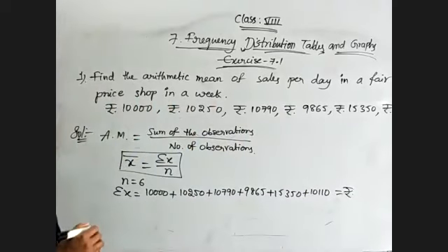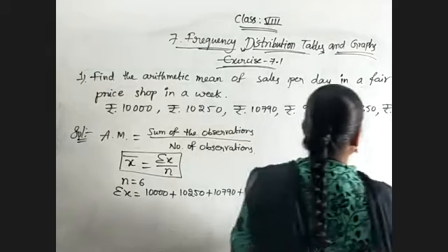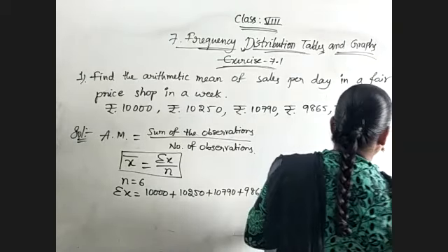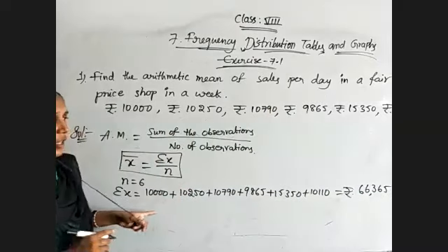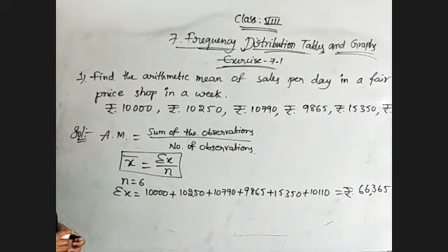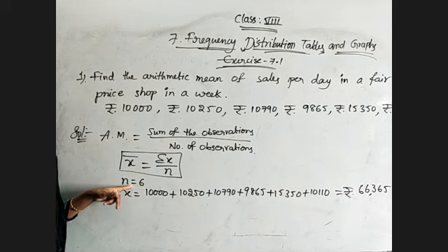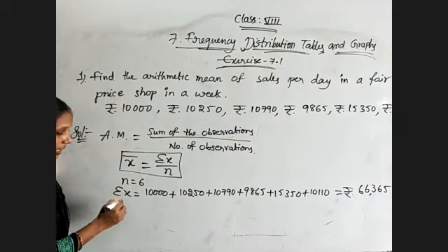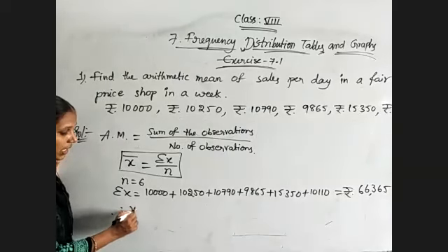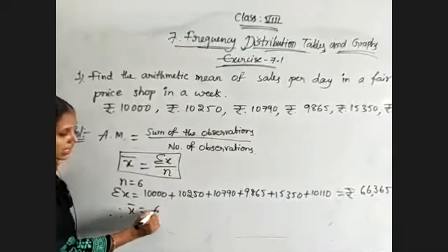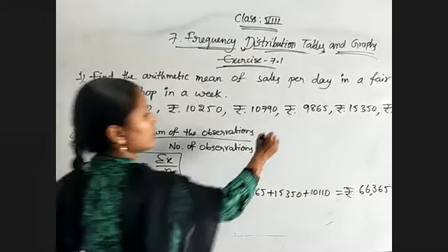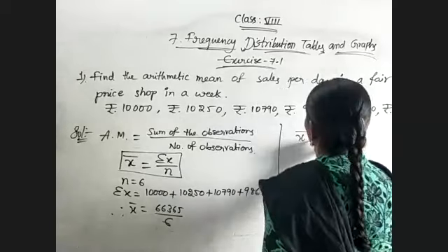So by doing so, how much amount are you getting? Just add and write the answer. So we'll get 66,365 rupees. Just add those values, you will get 66,365, and number of observations was 6. So do the simplification. Therefore x bar will be equal to 66,365 divided by 6. So what will we get?